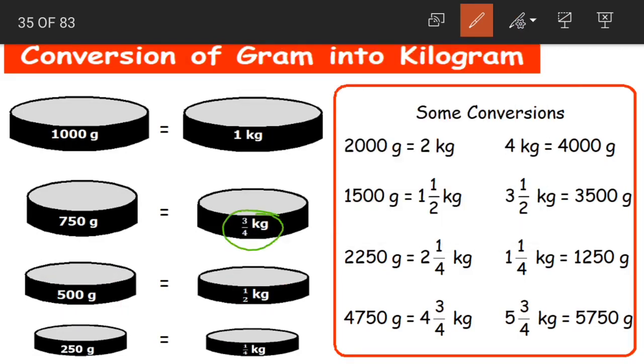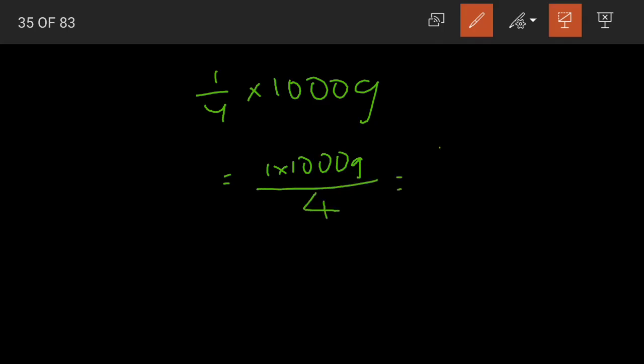3 by 4th of a kg is equal to 750 grams. Half kg is equal to 500 grams. Now coming to 1 by 4th of a kg. So 1 by 4 into 1000 grams, that is equal to 1 into 1000 grams divided by 4, that is equal to 1000 grams divided by 4.